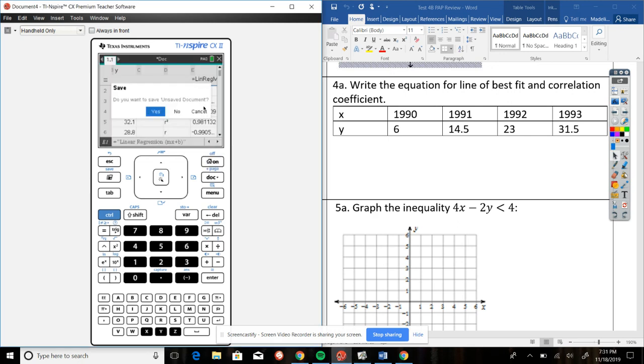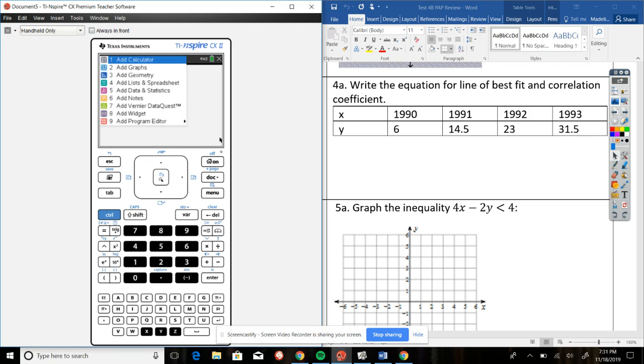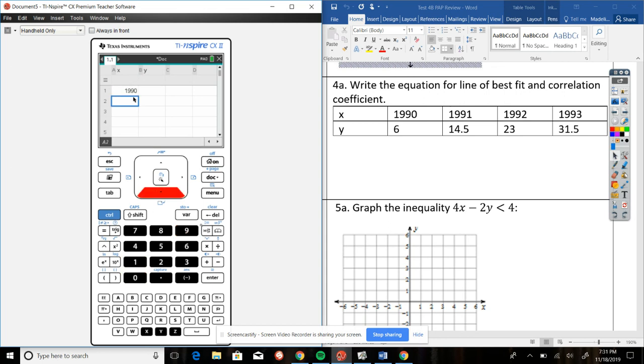So new. Don't save the old one. Add lists and spreadsheets. Where we have A, we're going to put X. B, we're going to put Y. Then we're going to fill in our information. So we have 1990, 1991, 1992, and 1993.